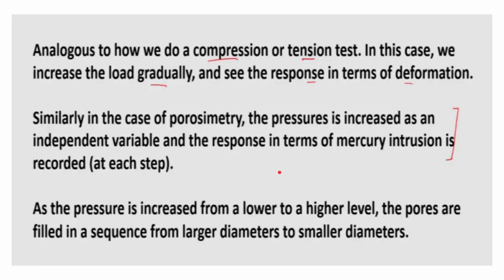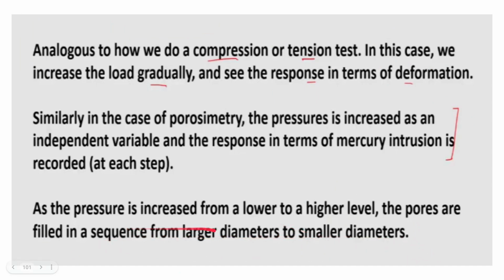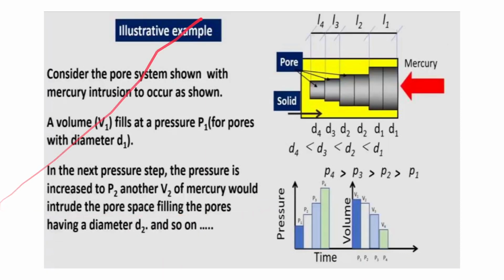And the more the pressure, the lesser is the size. So as the pressure is increased from a lower to higher level, the pores are filled in a sequence from larger diameter to smaller diameter. But this is one of the problems associated with mercury intrusion, that it has to be filled in a sequence from large diameter to smaller diameter. It can be random. So we will see why this is a problem of the testing of MIP.